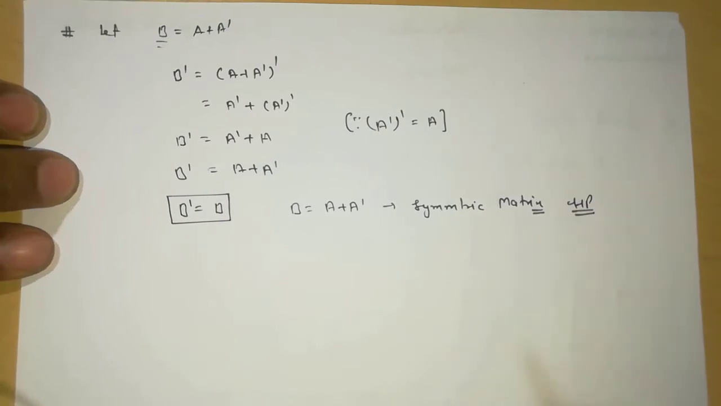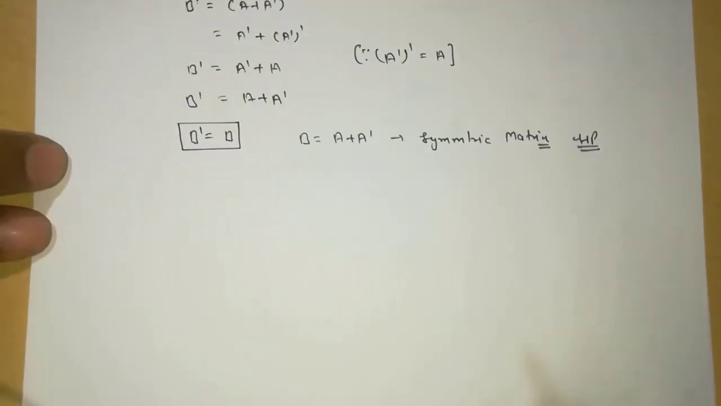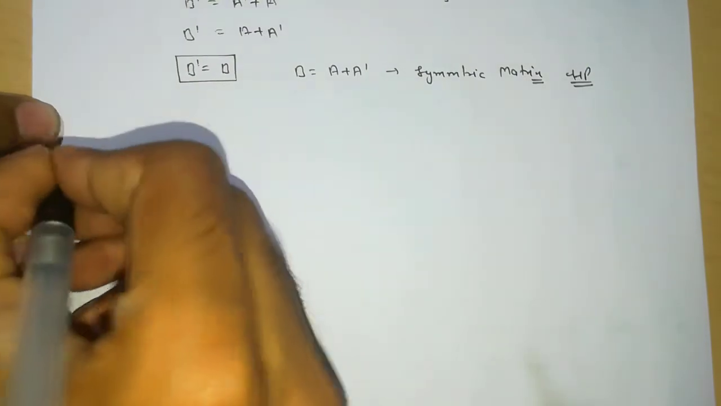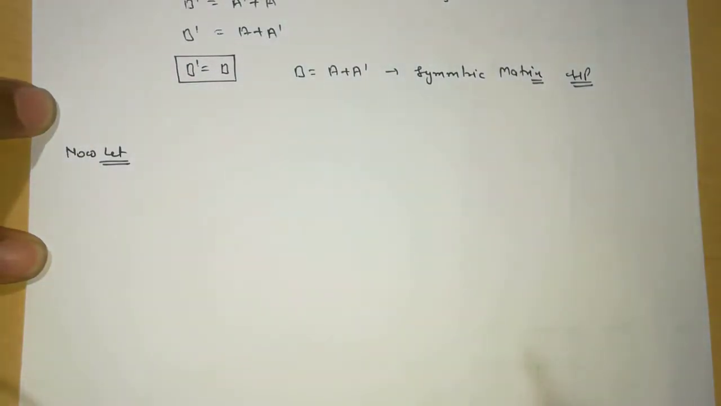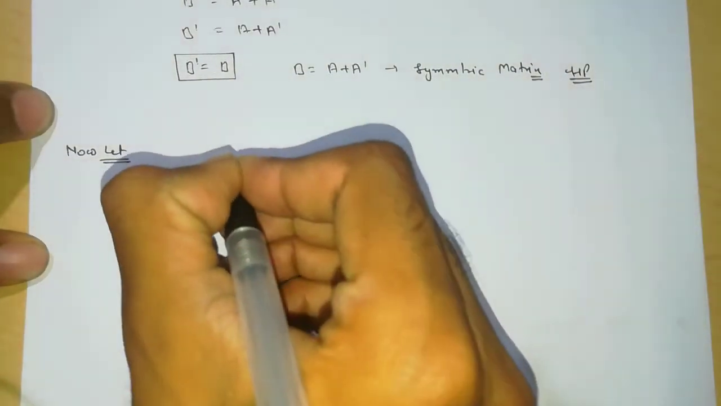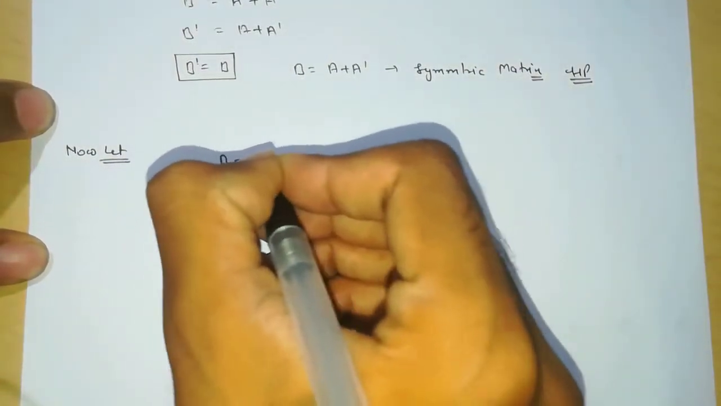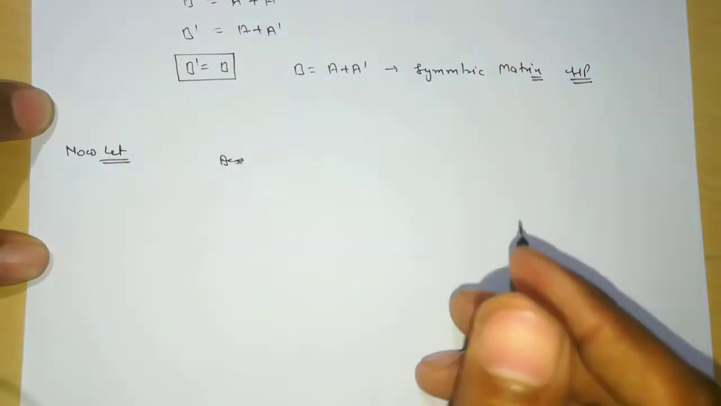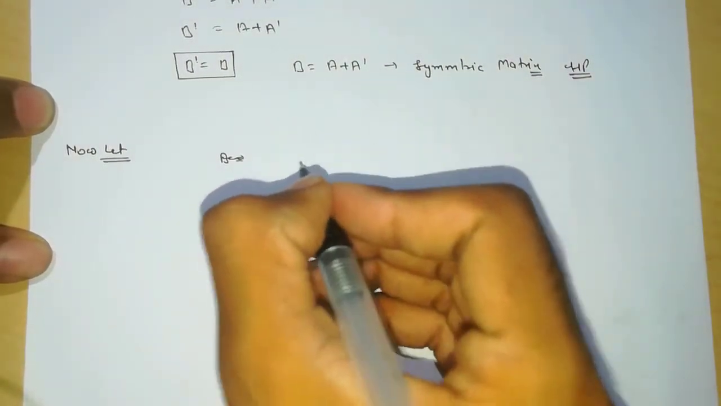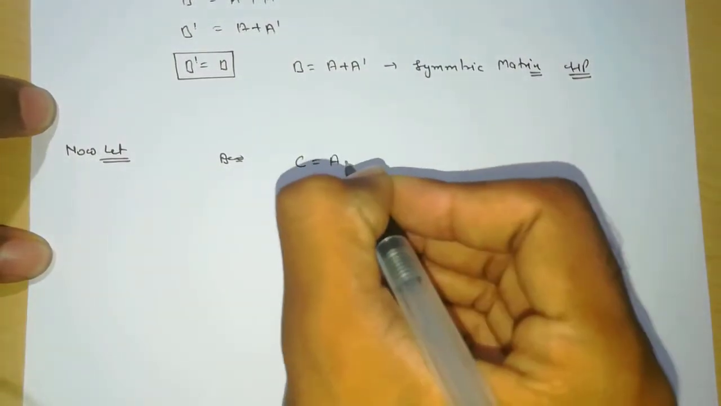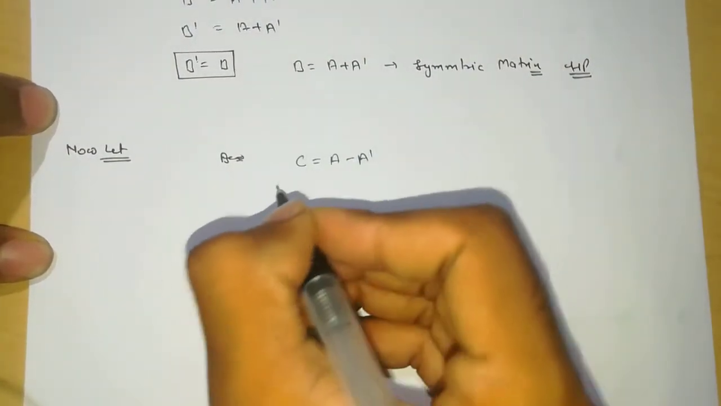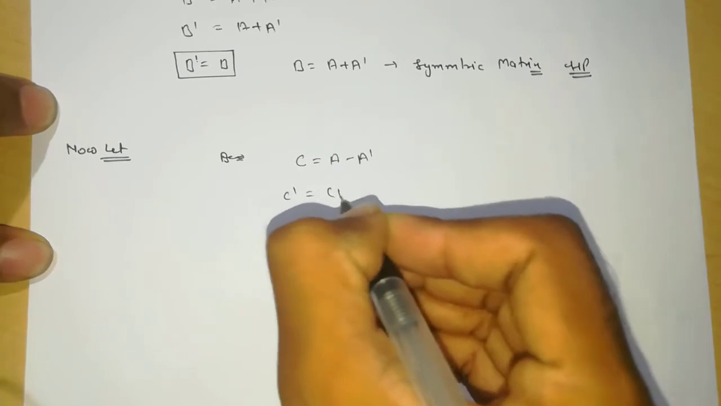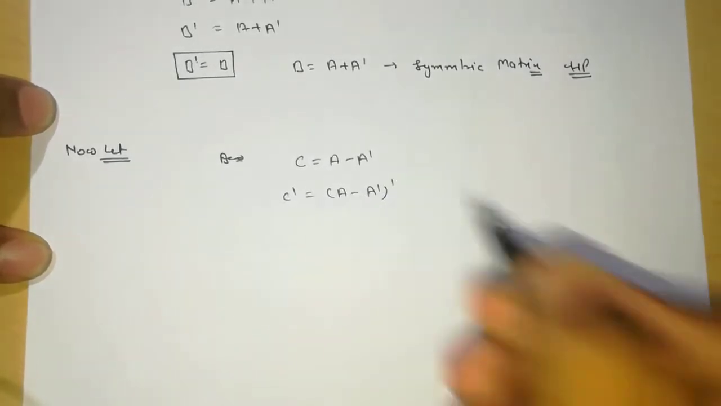Hence proof. Now for the next, let C is equal to A minus A dash. Then take the whole transpose: C dash is equal to (A minus A dash) whole dash.